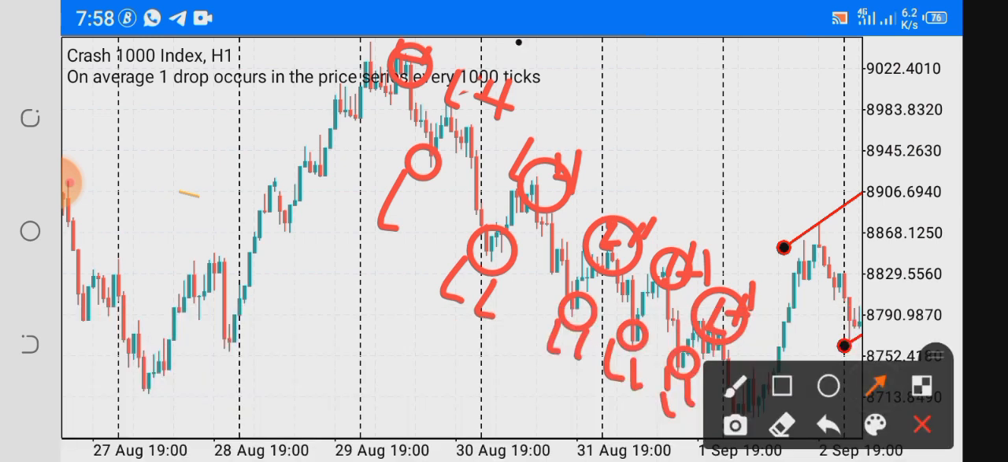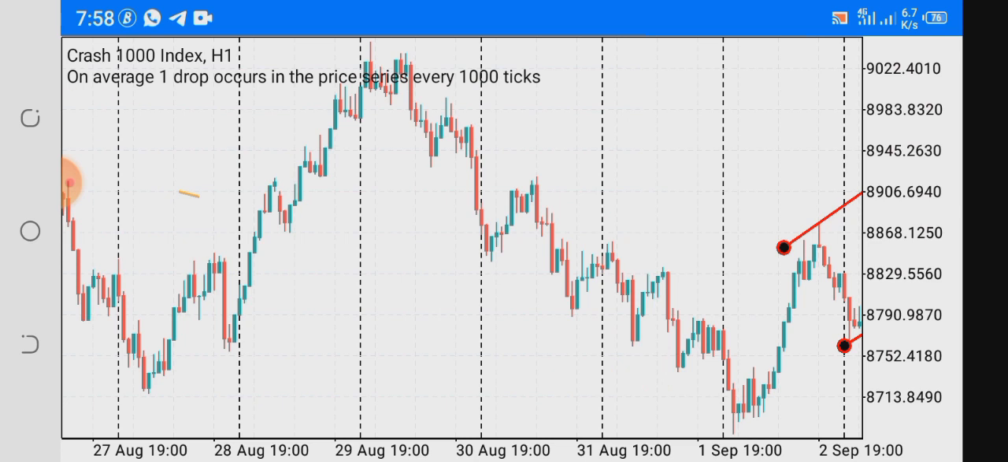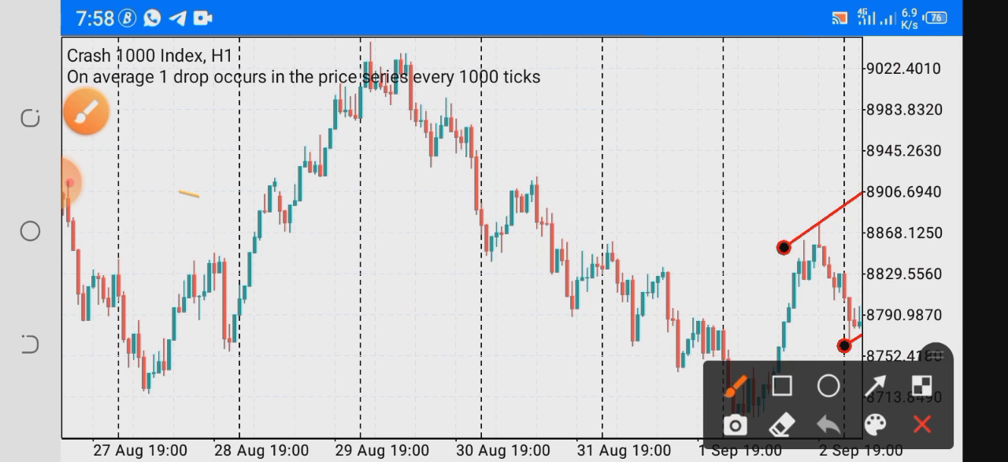So now the first movement, we have a high, right? We have a low, then we have a lower high, and we have a lower low. We have a lower high, we have a lower low, we have a lower high, we have a lower low, we have a lower high. So basically this lower low is the normal movement. Then the lower high is the pullback.